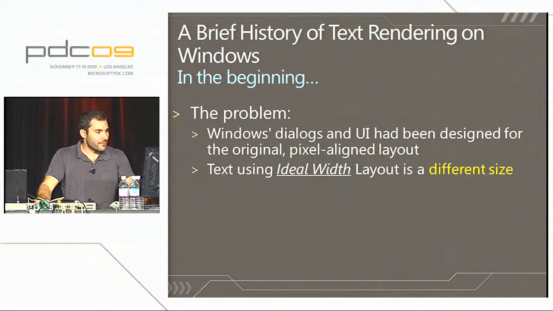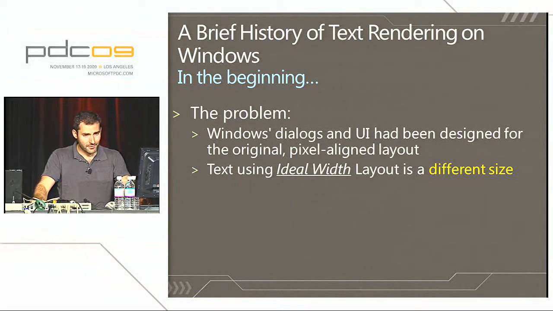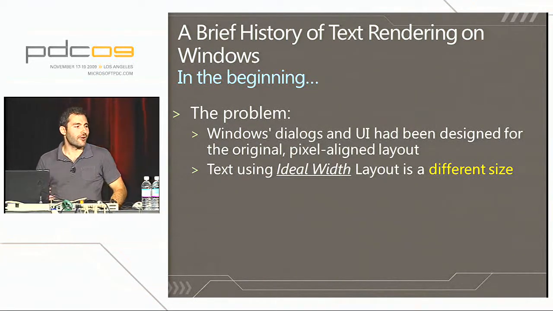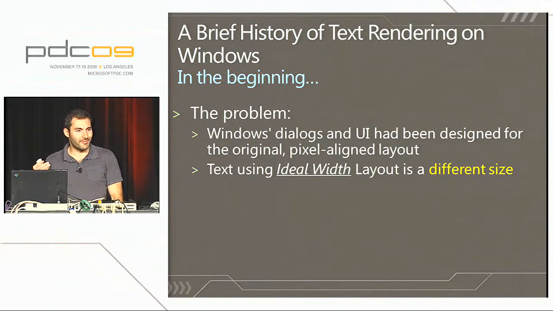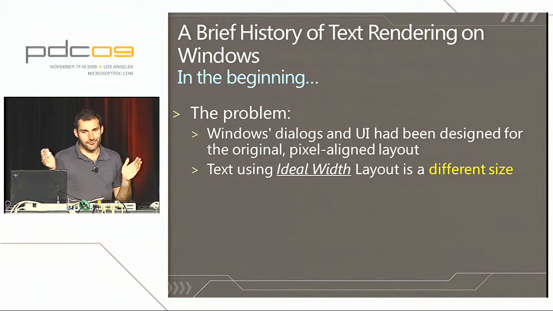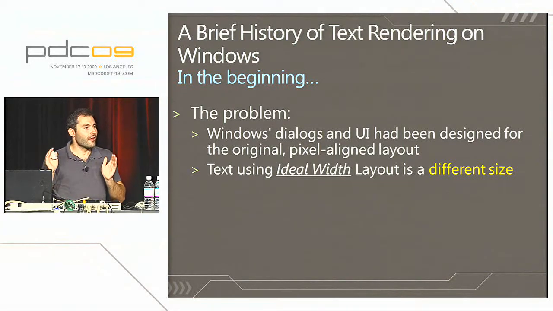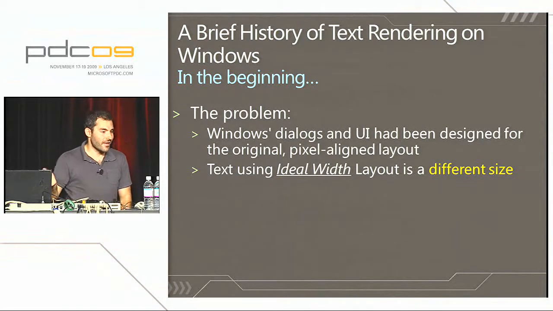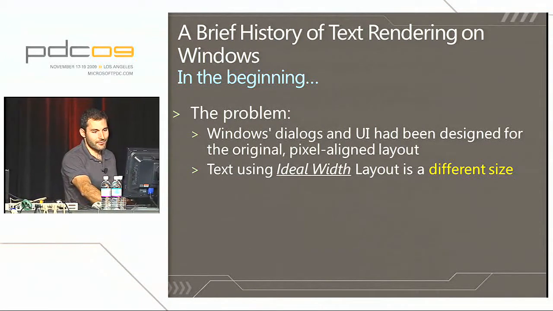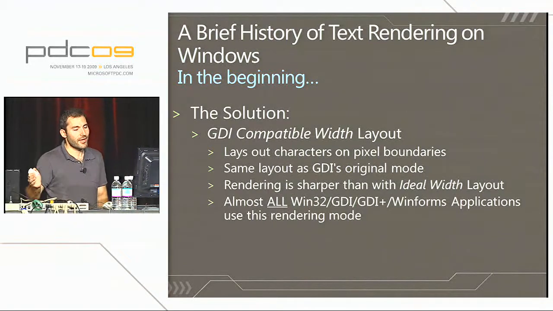The problem with that, once it was introduced, was that the Windows UI had all been designed using the original pixel-aligned glyph alignment. And the actual layout with this ideal width rendering was different from the original rendering because it was more accurate. So you had all these UIs that were laid out based on pixels, whereas WPF, of course, has no real notion of pixels. It's all DPI independent. But we're talking back in the Windows 3.1, Windows 95 days. So they came up with a solution here because the layouts were different otherwise. They came up with GDI compatible layout.